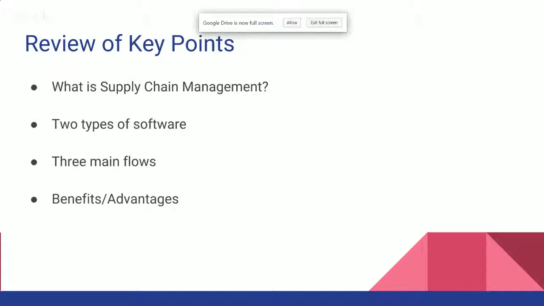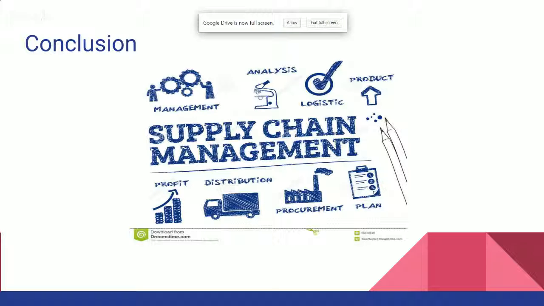To review the key points of supply chain management that I talked about today, we discussed what exactly supply chain management is, the two types of software involved with SCM, as well as the three main flows. And finally, we talked about benefits and advantages of supply chain management. In conclusion, supply chain management is a process that tracks the movement of raw materials into an organization through the process of refining these raw materials into finished products, so then they are in turn ready for consumption by the consumer.